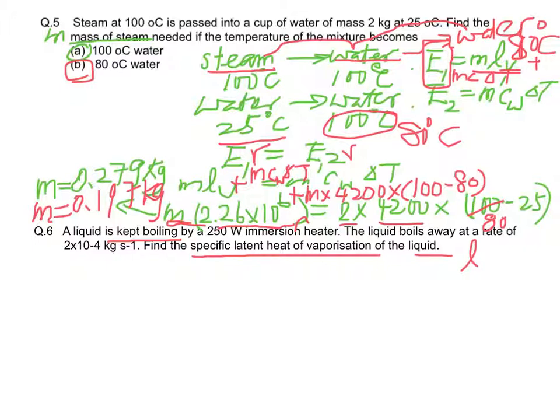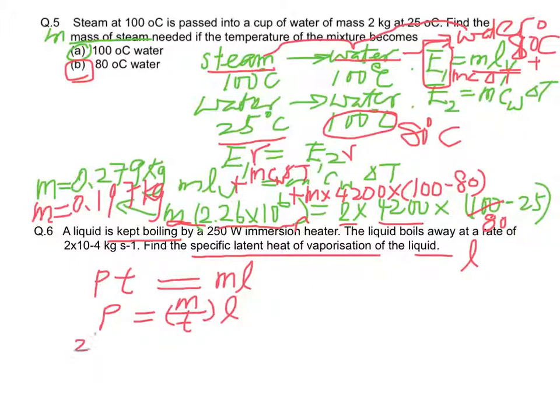The energy released by the heater will be Pt, and the energy absorbed by the liquid during its change of state is mL. If there is no energy loss to the surroundings, all the energy released by the heater will be equal to the energy absorbed by the liquid in changing its state. Therefore, we have Pt equal to mL. Next, change the equation to P equal to m over t times L.